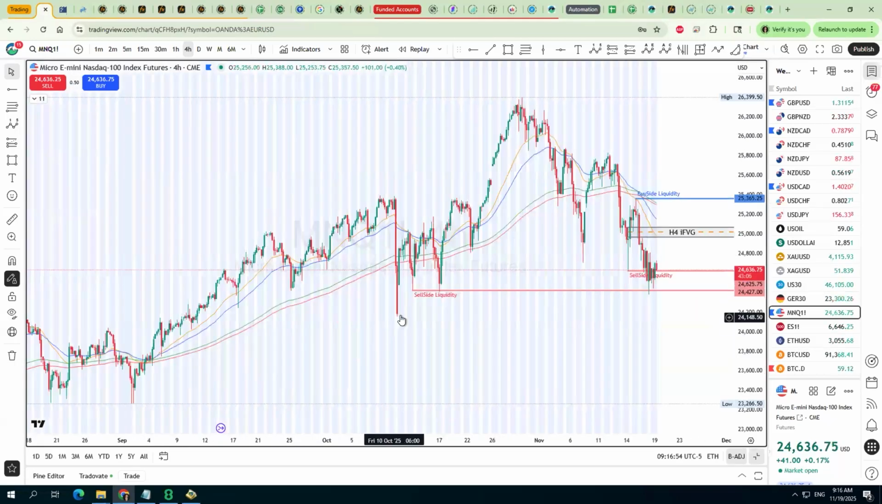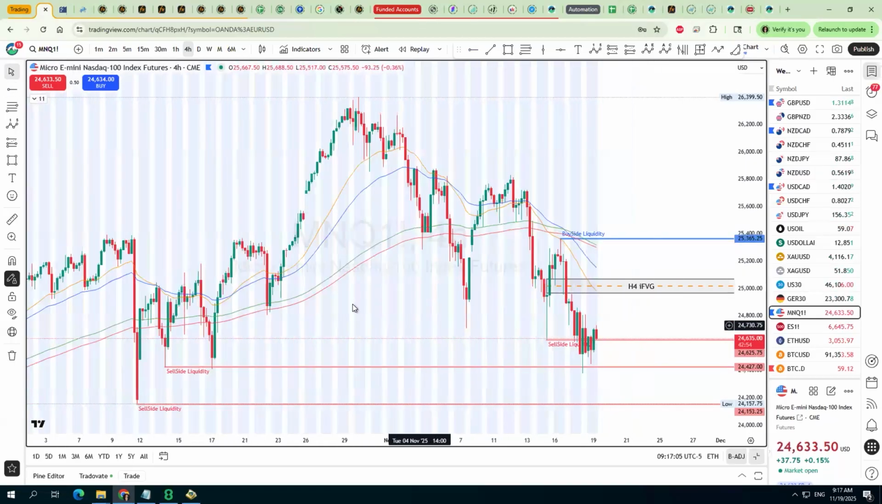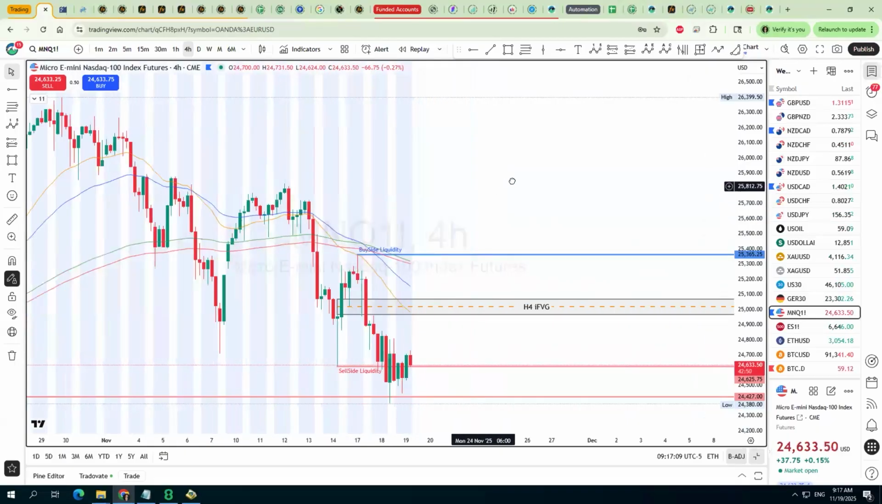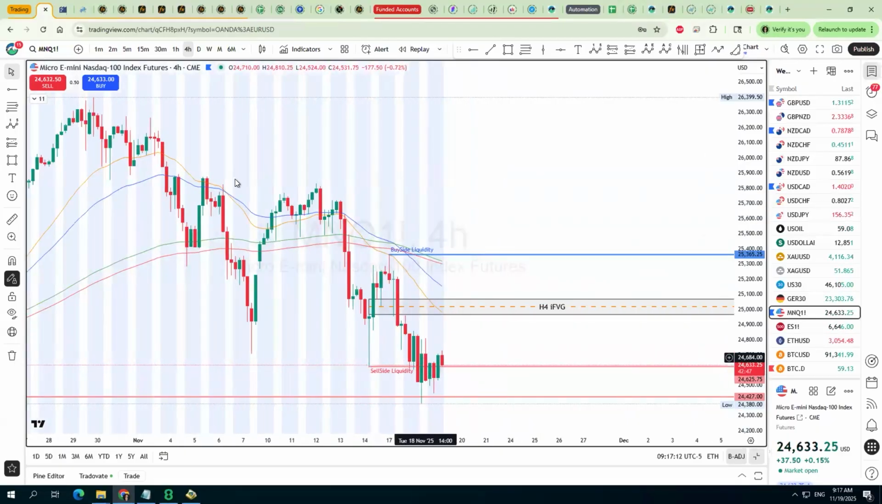I also noticed that there was some liquidity down here. Let's go ahead and mark that off as well. So we haven't taken out that sell side liquidity yet as well. So we definitely are bearish, but we have accumulation forming here.